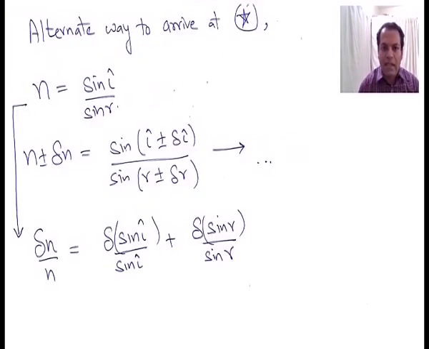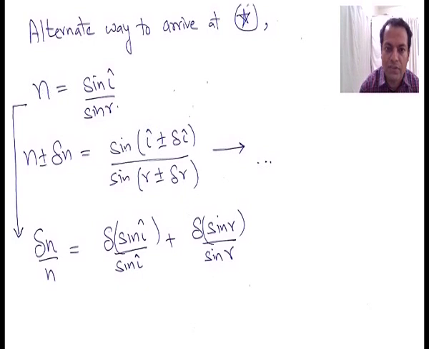Now there is an alternate way. If you do not wish to use any calculus, you can start by writing the original expression, that is Snell's law, and Snell's law says n is equal to sine I upon sine R. I can write n plus minus delta n. The delta n is the error in the refractive index due to the error in the measurement of the incident and the refracted angles. So it is equal to sine of I plus minus delta I upon sine of R plus minus delta R.